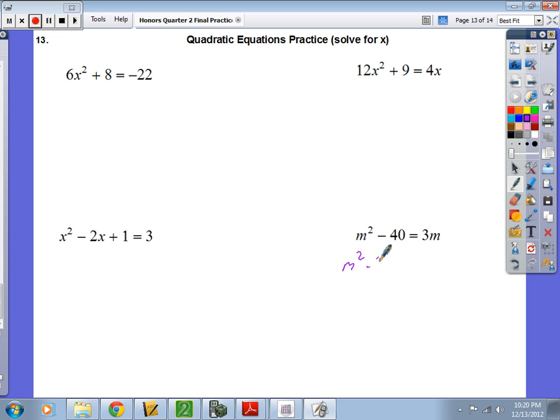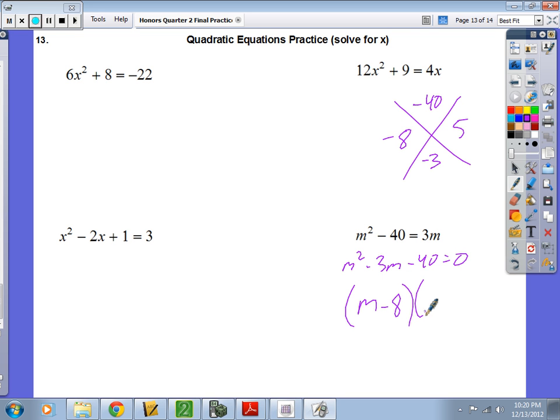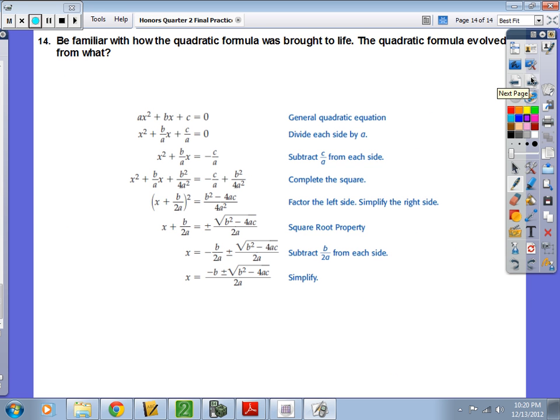Last one. m squared minus 3m minus 40 equals 0. Does there exist two numbers that multiply to give you minus 40, add to give you minus 3? Yes, it's going to be 8 and 5. 8's negative. So this one's a cakewalk. m minus 8, m plus 5, answer is 0. So m has to be either 8 or negative 5. Okay. Let's call it a day.